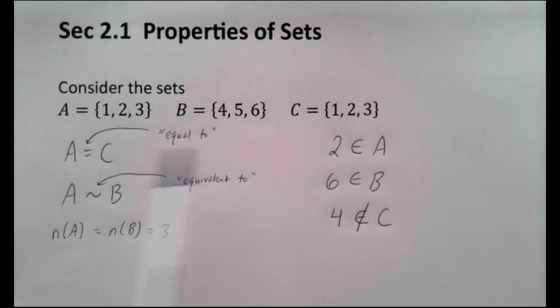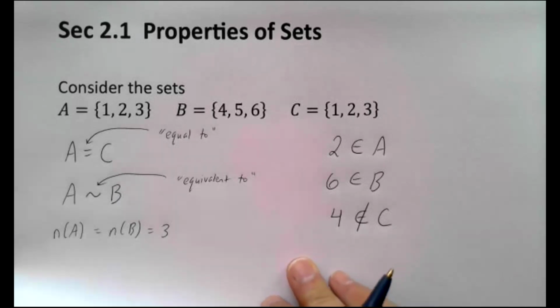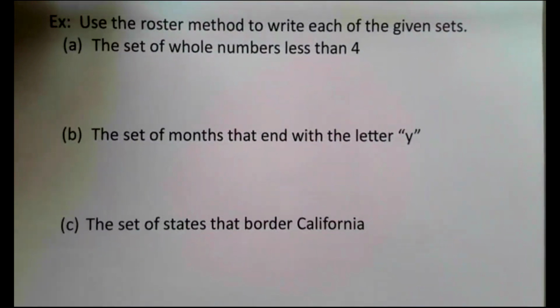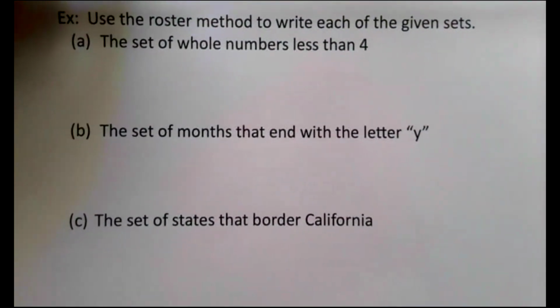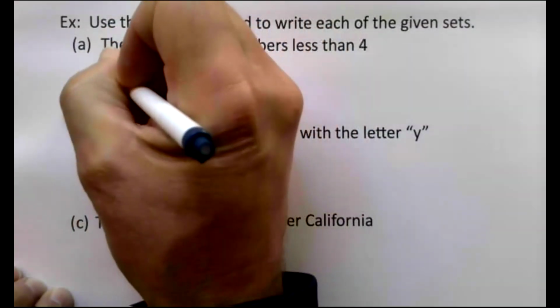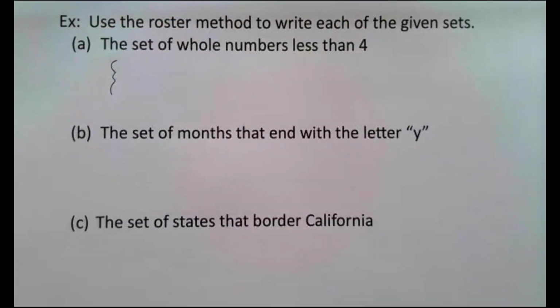Okay, so these are just some things I wanted to do just to kind of get us used to some of those definitions that we saw. But let's go ahead and move on to some actual examples. First example says, use the roster method to write each of the given sets. So remember, the roster method is where we write those braces like that, and then we just list the elements of that set.